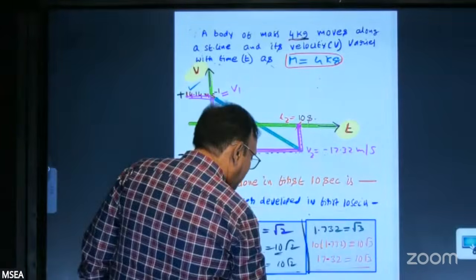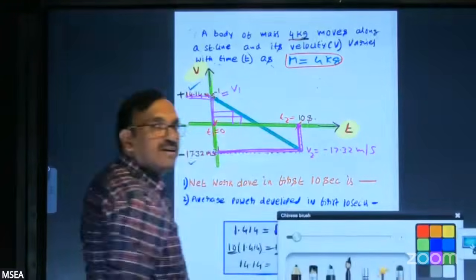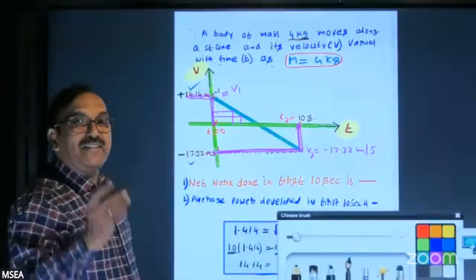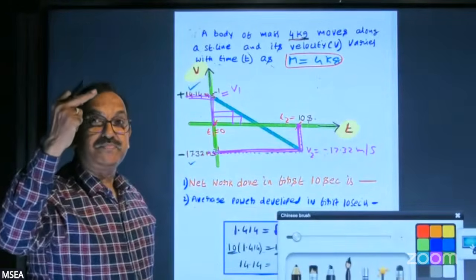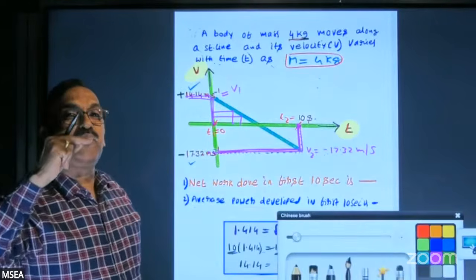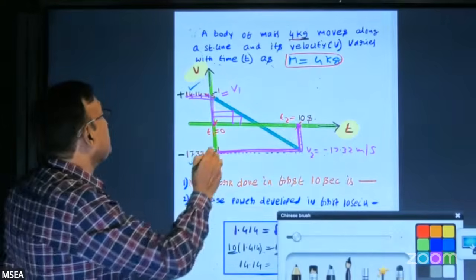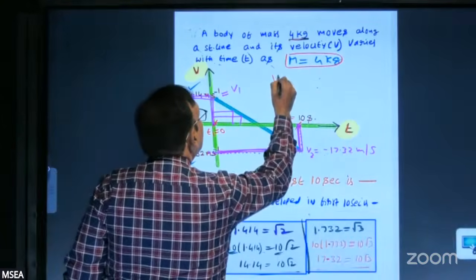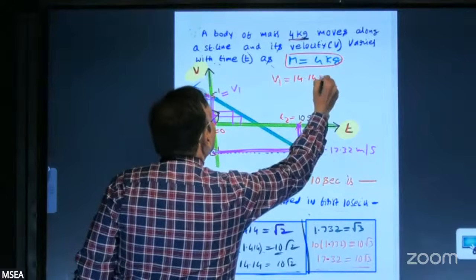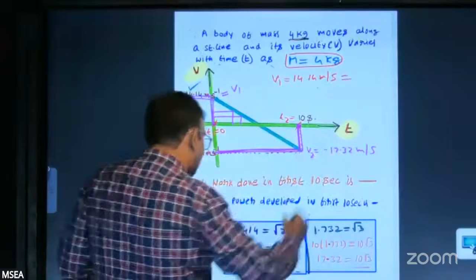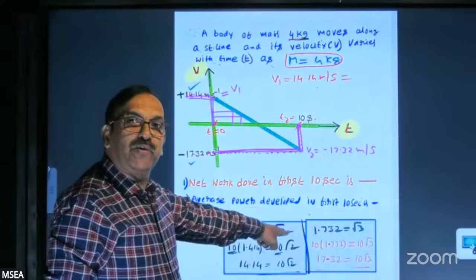One is plus, one is minus, but it should not scare us. The only thing is, how to find V1 square? Somebody may directly do 14.14 whole square. That is laborious. You know that the V1 value is nothing but 14.14 meter per second, as is written here, to save your and our time. 1.414 is root 2.